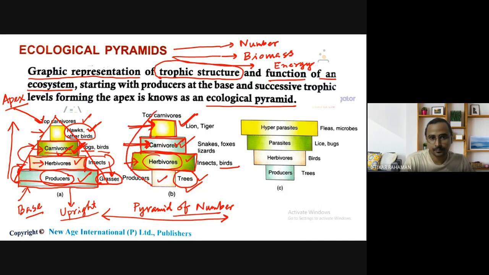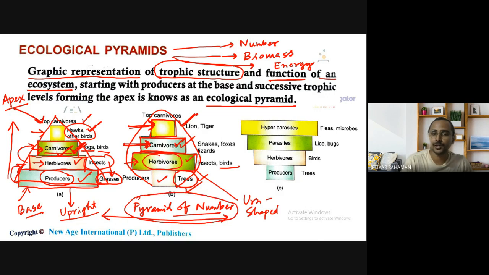Okay, and this type of pyramid, like this shape, we can say this is known as urn shaped pyramid. Urn shaped pyramid of number, not any other type. There are three types of pyramid: number, biomass, energy. So pyramid of number is urn shaped in forest, and this is the other type.